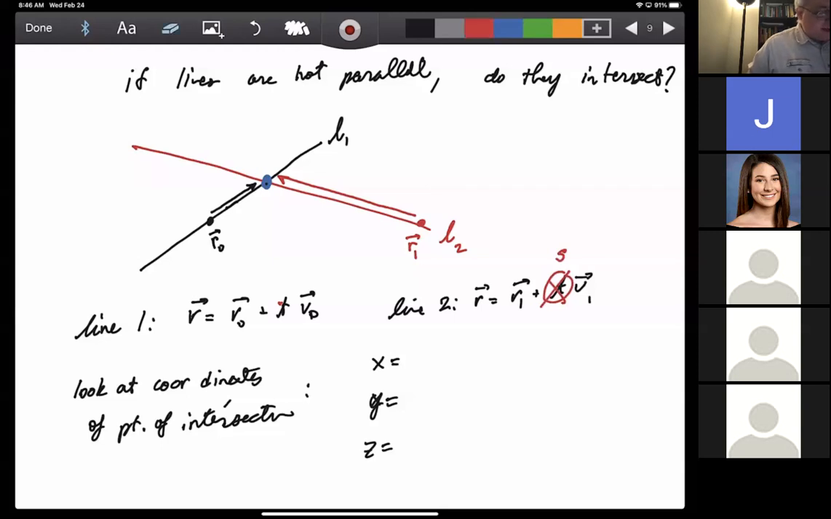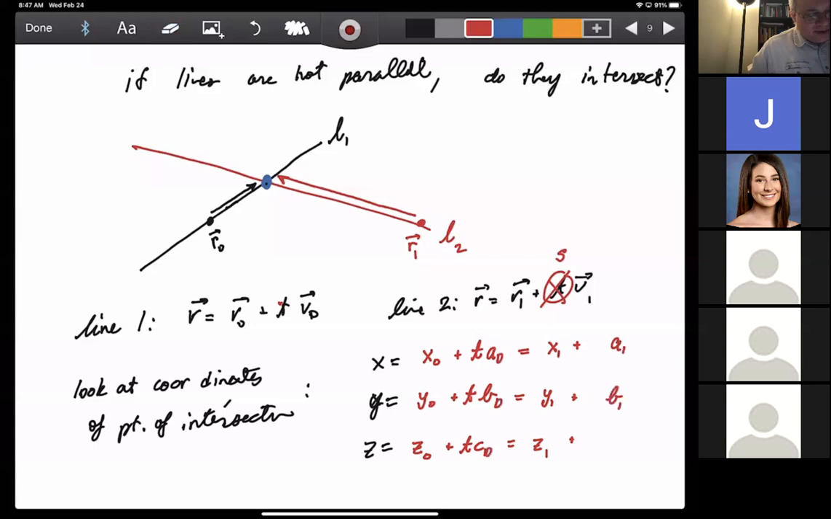So if R0 has coordinates x0, y0, z0, and let's say V0 has coordinates a0, b0, c0, and in the same way, let's say R1 has coordinates x1, y1, z1, and the direction vector v1 has coordinates a1, b1, c1. Sorry, I keep messing my coordinates up here.